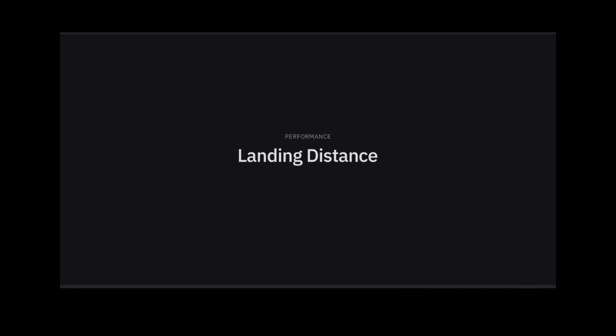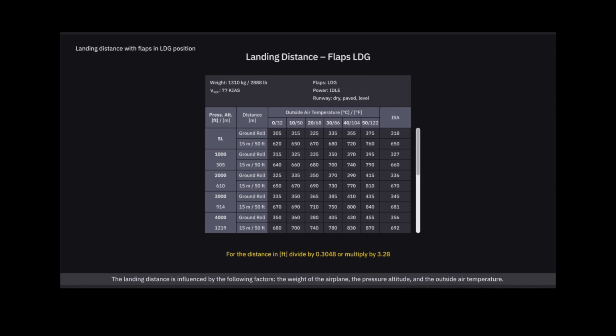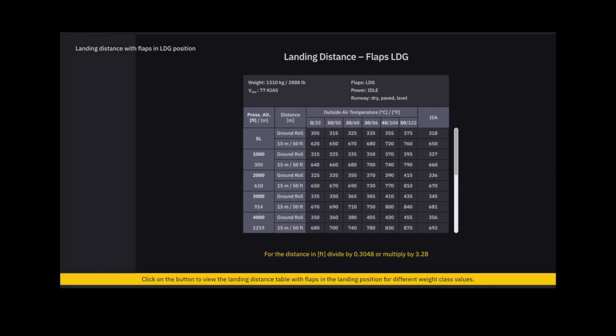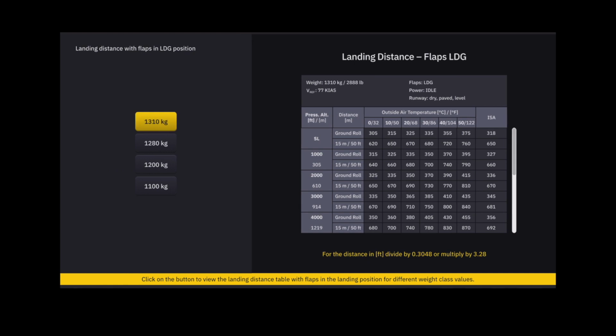Landing distance. The landing distance is influenced by the following factors: the weight of the airplane, the pressure altitude, and the outside air temperature. The table above can be used to determine the landing distance, with flaps in the landing position, for one particular weight class of the airplane. Click on the button to view the landing distance table, with flaps in the landing position, for different weight class values.